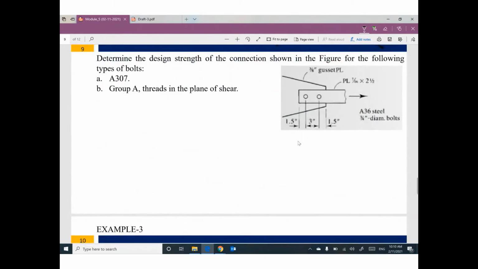Okay. The second example: determine the design strength of the connection. We have a connection with 2 bolts only. Please, can you tell me what the design strength of this connection is? How much force can this connection support?